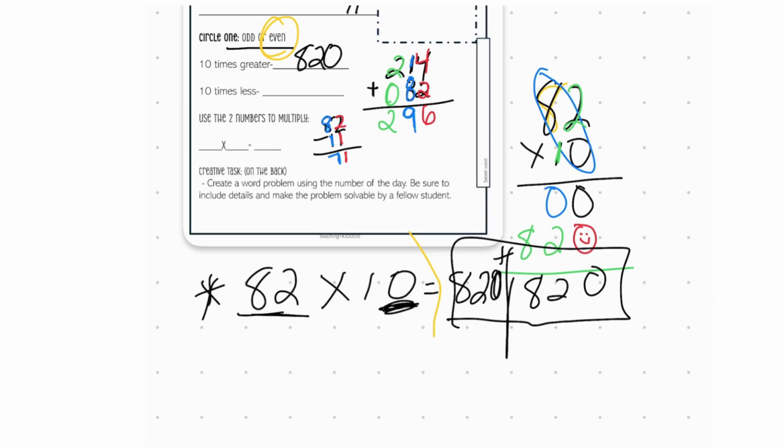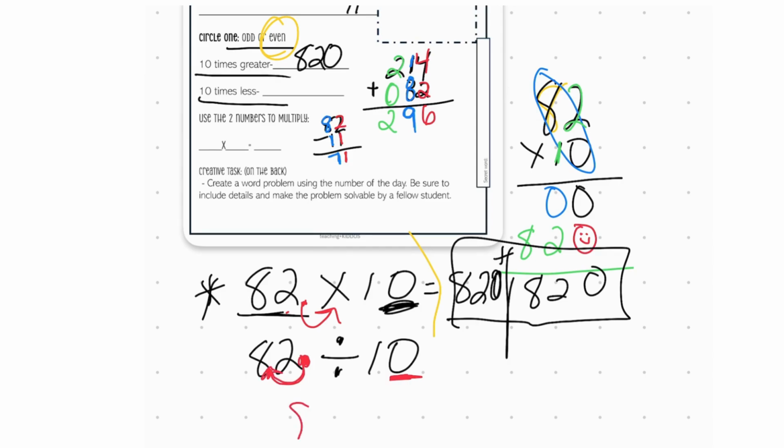Now, 10 times less, remember the opposite of multiplication is going to be division. So we're going to do 82 divided by 10. So this one's going to be a little different because here's our decimal point. So this 0 is going to let us know how many times we're going to move to the left. For this one, we moved to the right and made it bigger by adding that 0. But this one, we're not adding a 0. We're actually kind of taking away a place value, aren't we? So now it would be 8 and 2 tenths would be your answer for 10 times less. So 8 and 2 tenths.